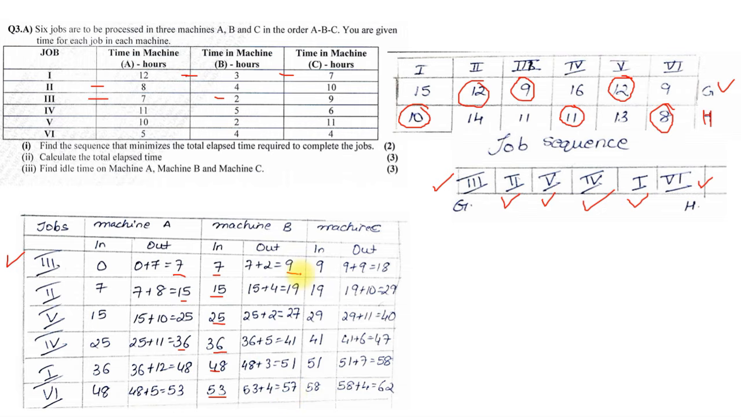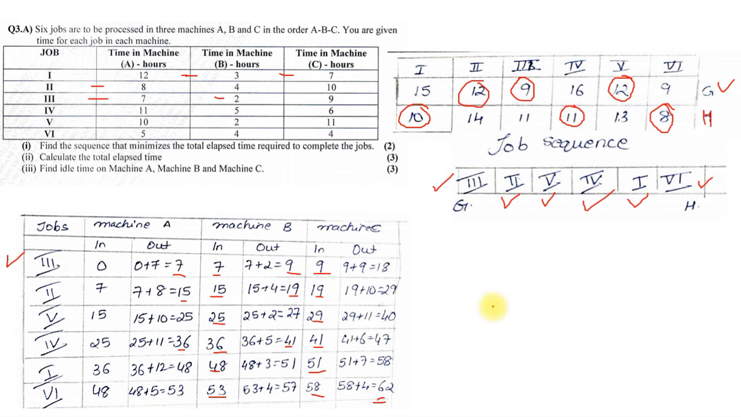In the same way, the out time of B is the in time of C. So 9 plus 9, 18. 19 is greater, so 19 plus 10, 29. 29 is greater, so 29 comes here. 29 plus 11, 40. 41 is greater, so we start with 41. 41 plus 6 is 47. Between 47 and 51, 51 is greater. 51 plus 7 is 58. 58 comes down, and 58 plus 4, 62.